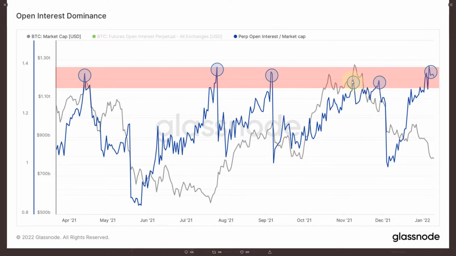We go over here, same thing happened. You got the dominance line, the blue line, peaking in this salmon colored zone, and you have the market cap also rising and peaking. They both rose and they both peaked, and guess what? Bam! They both went down.